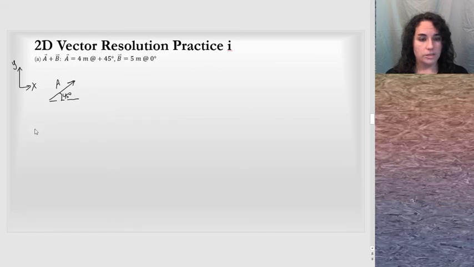B is 5 meters at 0 degrees, so B is a little bit longer than A. Let me make it a little bit longer than A. There's B. It's 5 at 0 degrees. I'm going to take A plus B. I'm going to draw this a little bit bigger just so I can have some space to work with. So there's A, and then there's B. Let's make B a little bit longer.